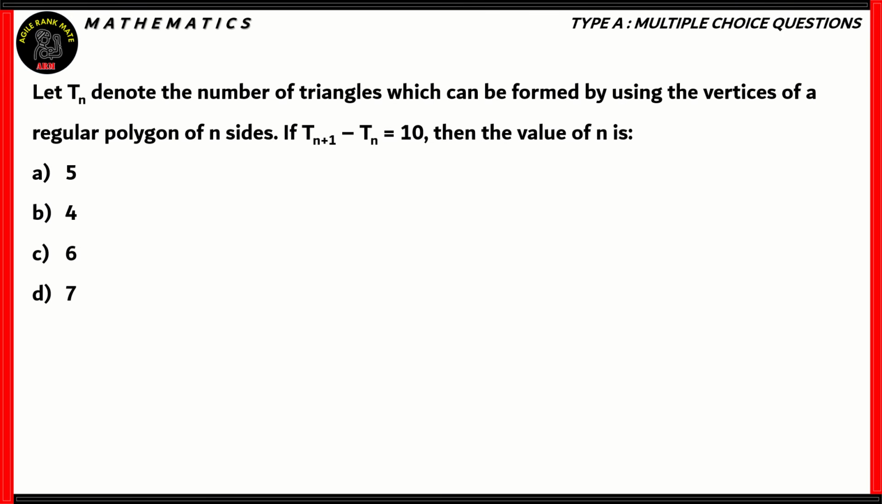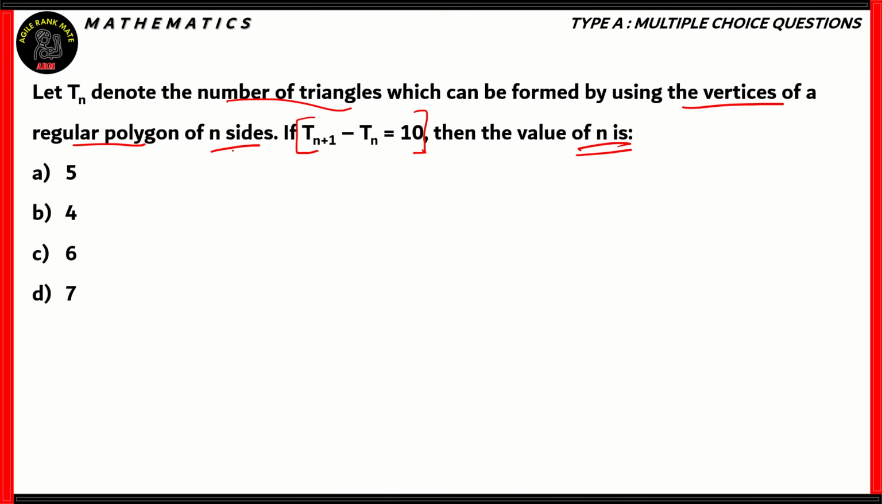Let T of n denote the number of triangles that can be formed using the vertices of a regular polygon of n sides. If the equation T of n plus 1 minus T of n equals the number 10, then find the value of n. So, how do we solve this question?